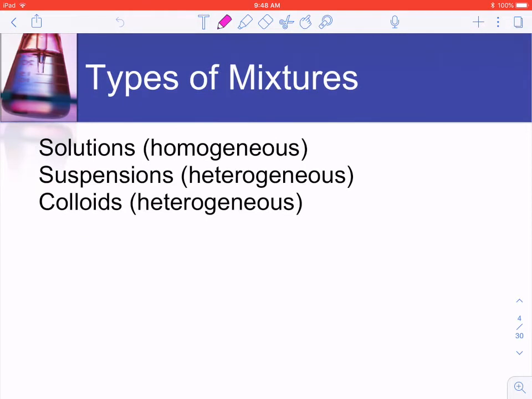When we think about these three, the easiest way to first draw a dividing line is between things that are homogeneous and things that are heterogeneous. So solutions are homogeneous, suspensions and colloids are both heterogeneous. We're going to take a look at solutions first.